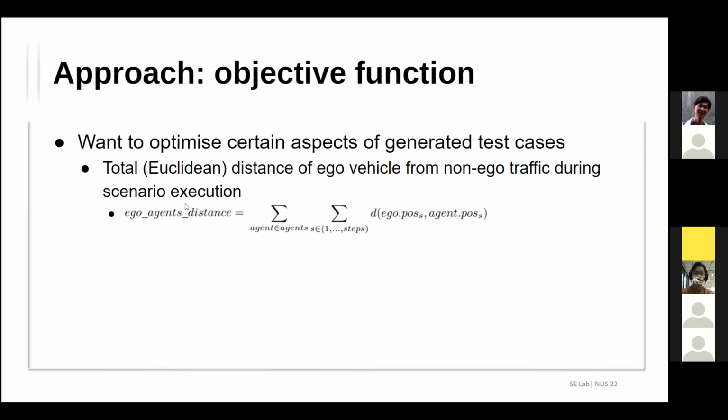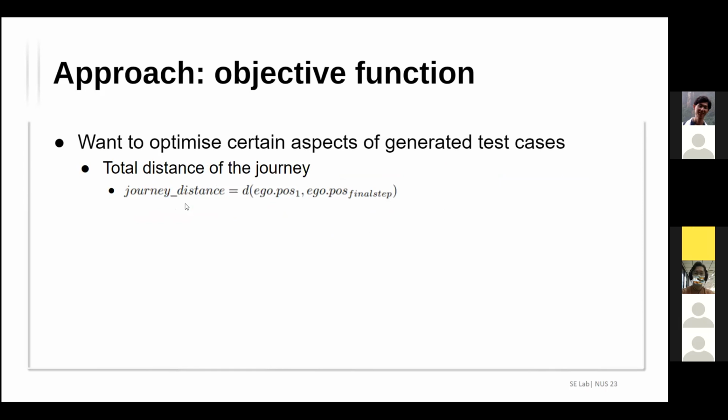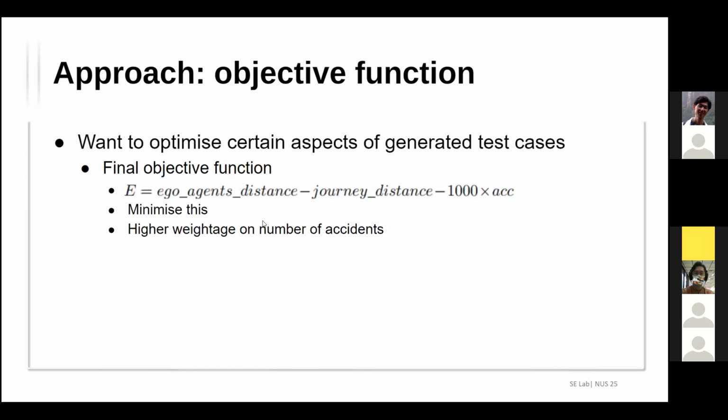Then the journey distance is just, understandably, the distance between the starting position of the ego car and the ending position of the ego car. Finally, the number of accidents is just that. There's no measurement for that. So the final objective function the authors propose is just this: you take the ego agent distance minus the journey distance minus 1,000 times the number of accidents.